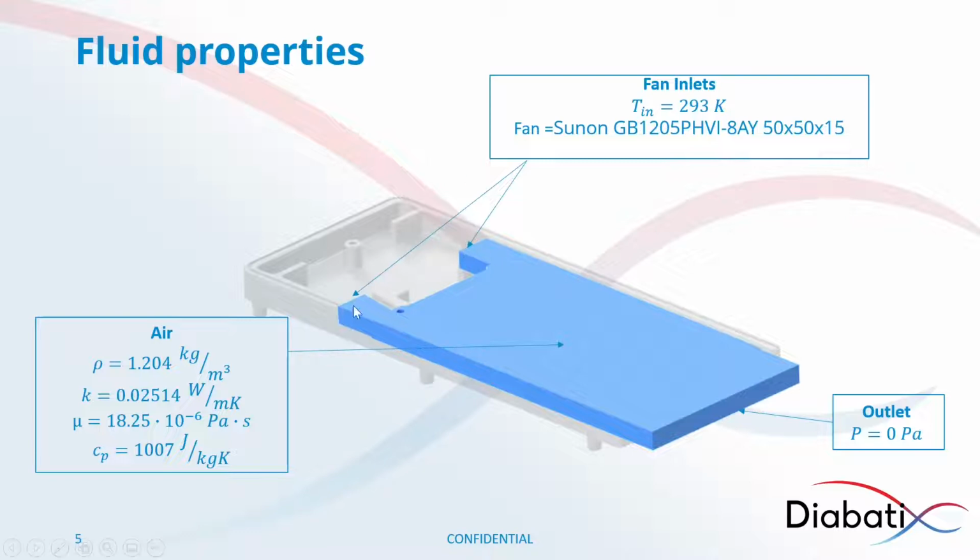At the inlet, there are two inlets for the two fans that we've seen previously, and the centrifugal fans that we will be using are by Sunon with dimensions of 50 by 50 by 15. I will show you how to model these inlets using fan curves. The temperature at the inlet is around 293 Kelvin, which also influences the air properties I have mentioned. The outlet will be at this end, and it's just a normal pressure outlet that we will be modeling.